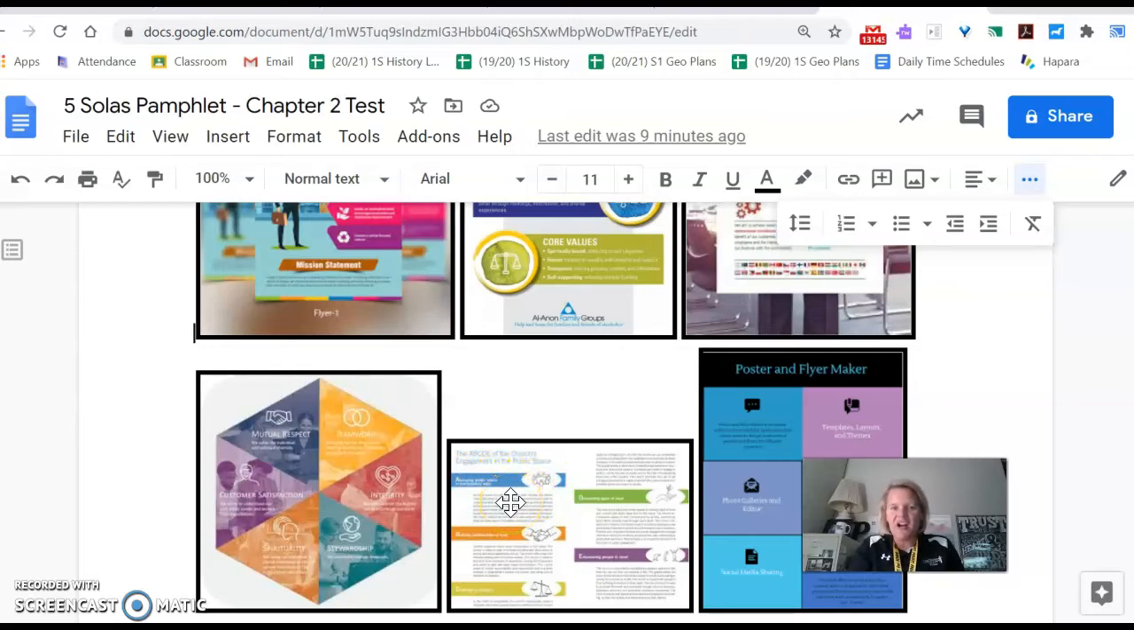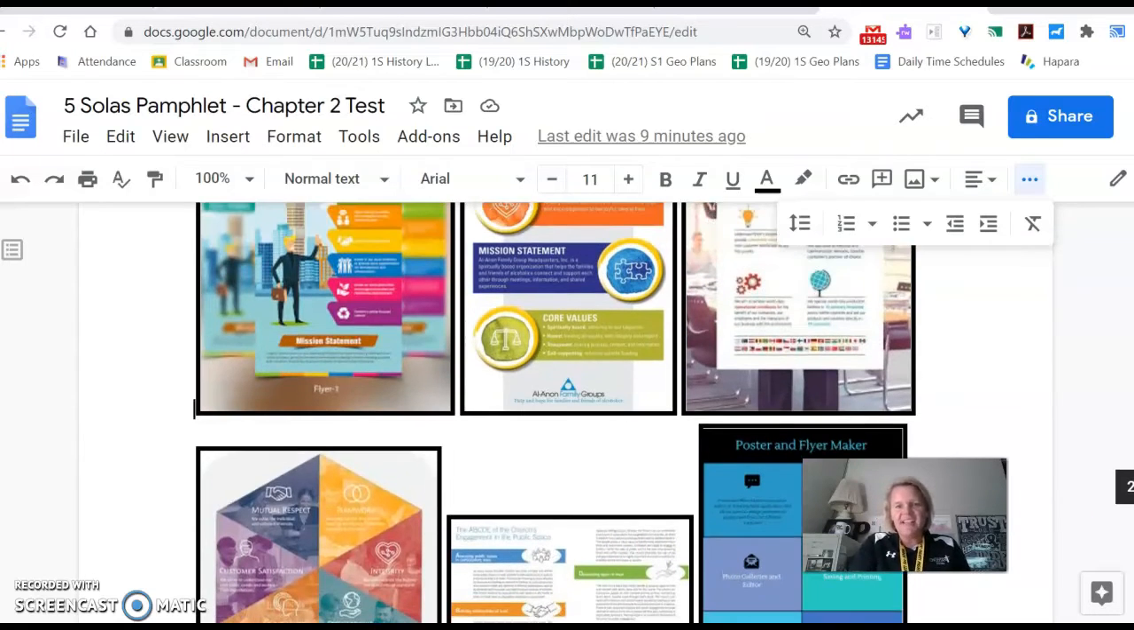That could be another design that you could use, or something like this where you just have blocks and each block is a different sola. Again, these images have nothing to do with the Reformation or the 5 Solas. This just gives you some graphic design ideas to get that going. So you're going to create a pamphlet that explains the 5 Solas to somebody.